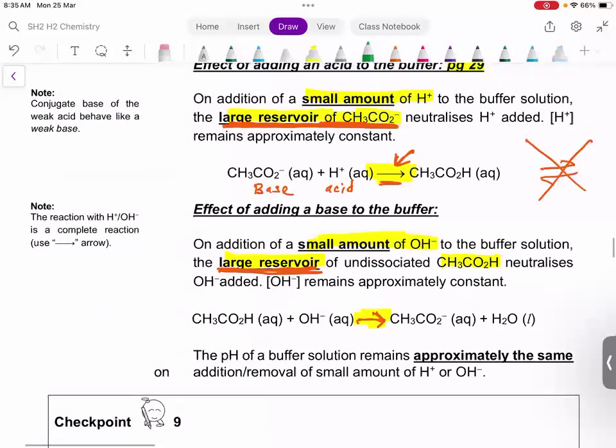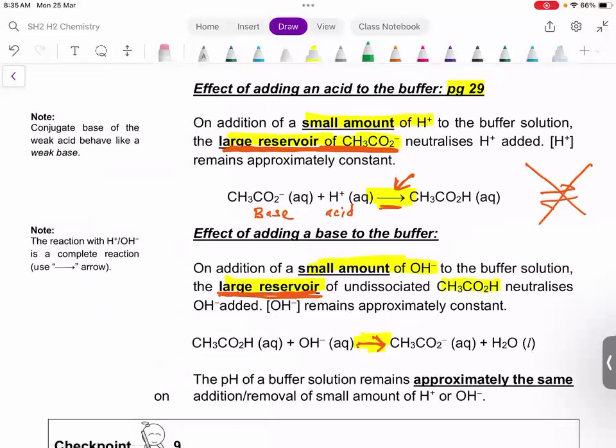Yeah, so it can only resist changes. That means the change is negligible, but it doesn't mean that it's unchanged. Yeah, completely gone.